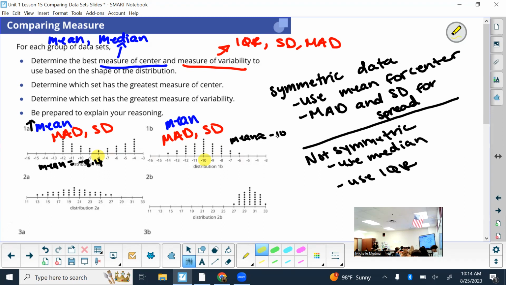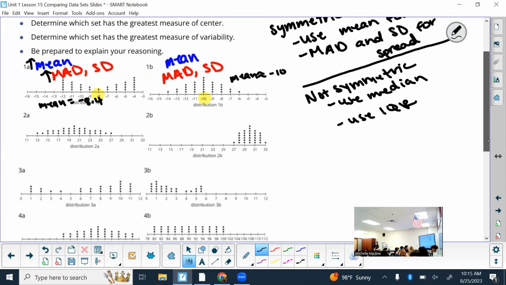A or B? What do standard deviation and MAD measure? How spread out the data is. So which one is more spread out? A is. So this one has a higher mean and a higher MAD and standard deviation, because more of the data is on the ends versus around the mean. It's farther from the mean. On this one, they're all centered around the mean. Questions, comments, concerns?